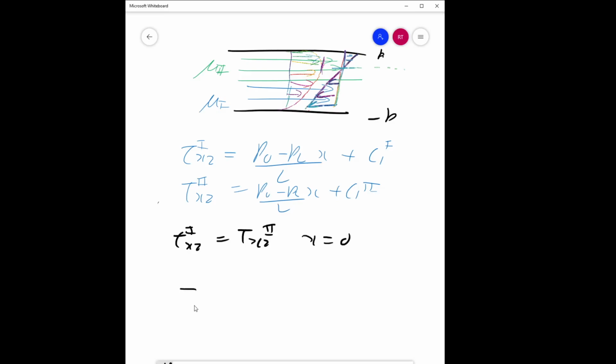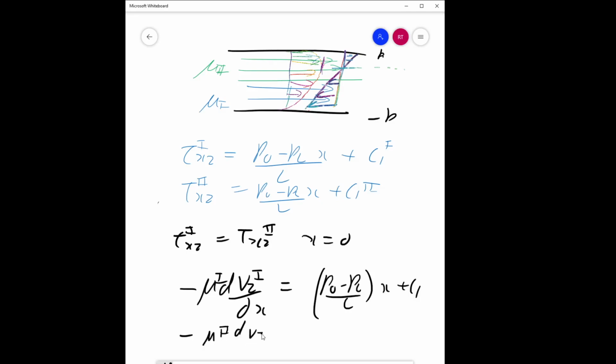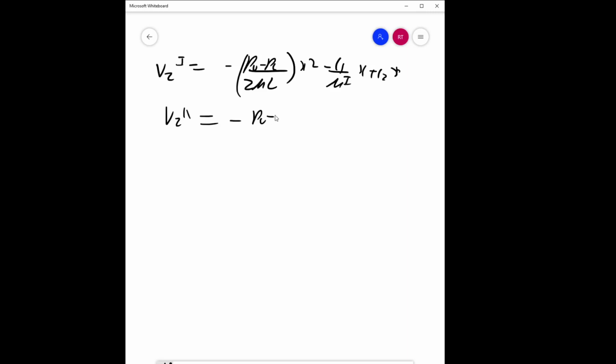Now, using this and using Newton's law of viscosity, so mu 1 d vz1 by dx is equal to (p0 minus pL) by L x plus c1, and mu 2 d vz2 by dx is equal to (p0 minus pL) by L x plus c1. Okay, now we just integrate this one to get the values for vz. So you can say vz1 is equal to minus (p0 minus pL) by 2 mu 1 L into x square minus c1 by mu 1 x plus c21. This is equal to minus (p0 minus pL) by 2 mu 2 L x square minus c1 by mu 2 x plus c22.